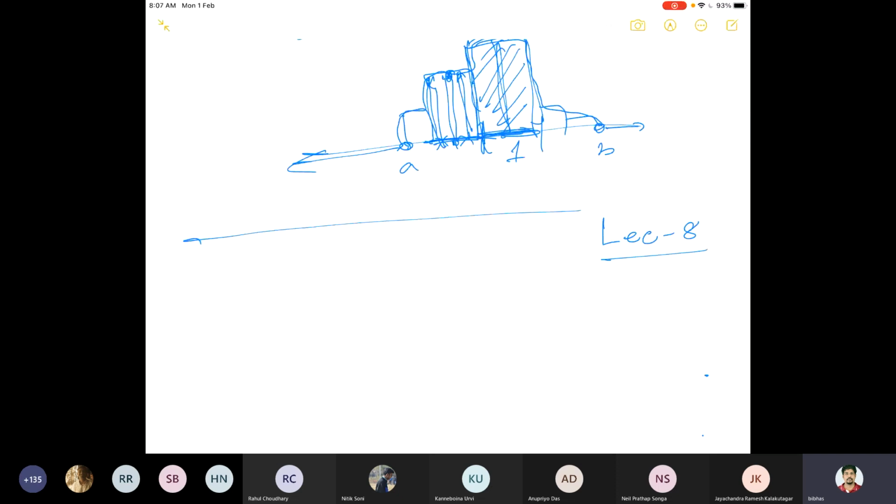Okay, so last few days we have been discussing random variables. And we talked about random variables, and we said this can be of two types. One is discrete, and this is continuous.